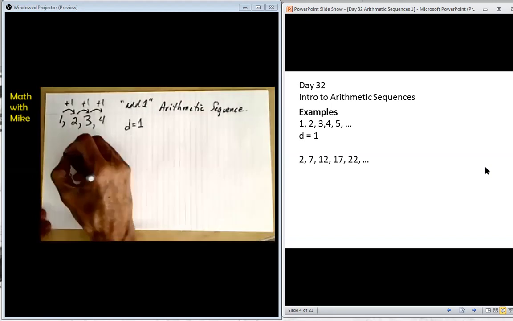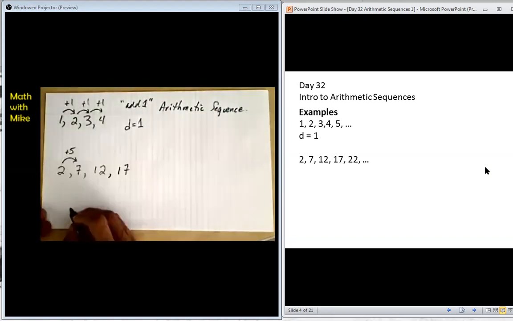Yeah, exactly. Add 5. A cool, quick way to do it is to take this number minus that number. Okay? What's 7 minus 2? The number minus the number before it. You get 5, right? Okay.